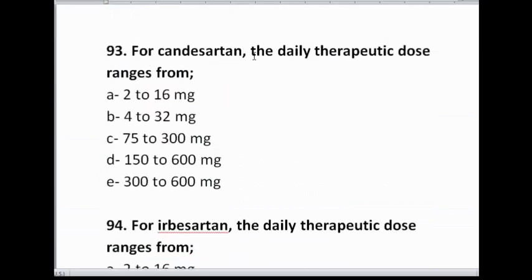For candesartan, which is an angiotensin receptor blocker and used in hypertension and other diseases, the daily therapeutic dose ranges from 2 to 16 mg, 4 to 32 mg, 75 to 300 mg, 150 to 600 mg, and 300 to 600 mg. So the correct option in this is 4 to 32 mg. So the daily therapeutic dose for candesartan ranges from 4 to 32 mg.